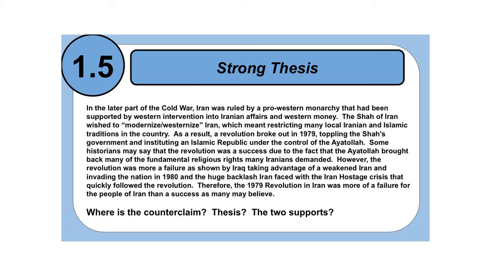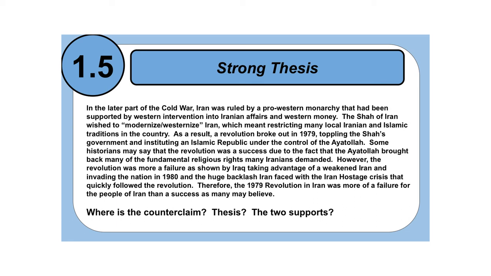In the latter part of the Cold War, Iran was ruled by a pro-Western monarchy that had been supported by Western intervention into Iranian affairs and Western money. The Shah of Iran wished to modernize or westernize Iran, which meant restricting many local Iranian and Islamic traditions in the country. As a result, a revolution broke out in 1979, toppling the Shah's government and instituting an Islamic republic under the control of the Ayatollah.